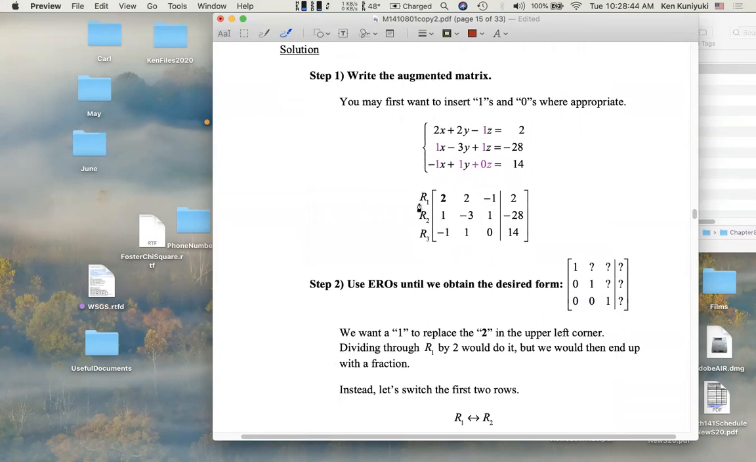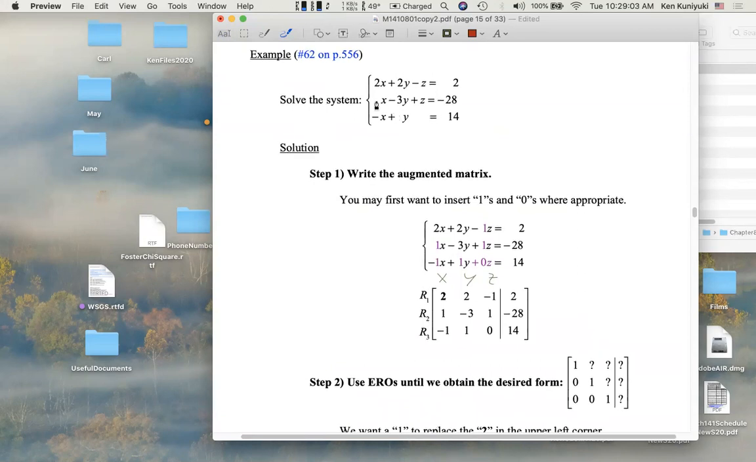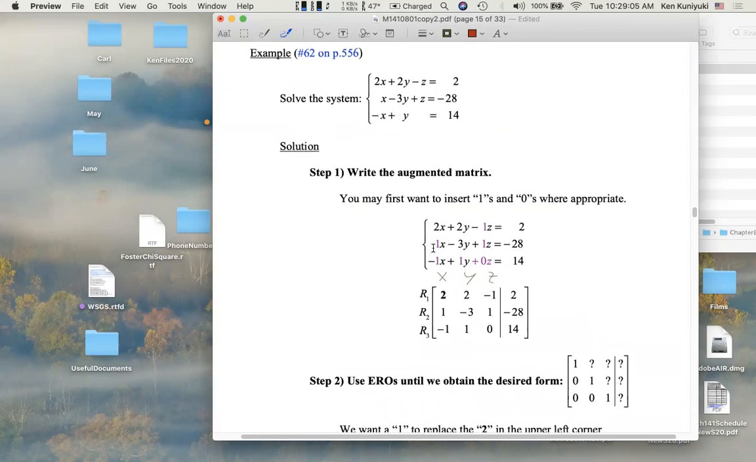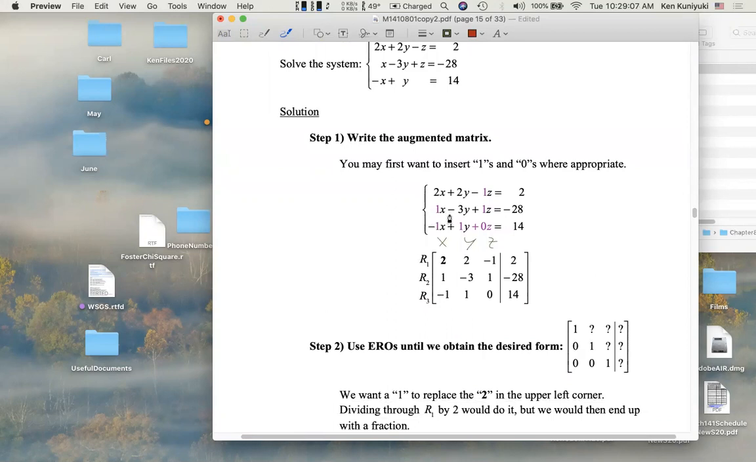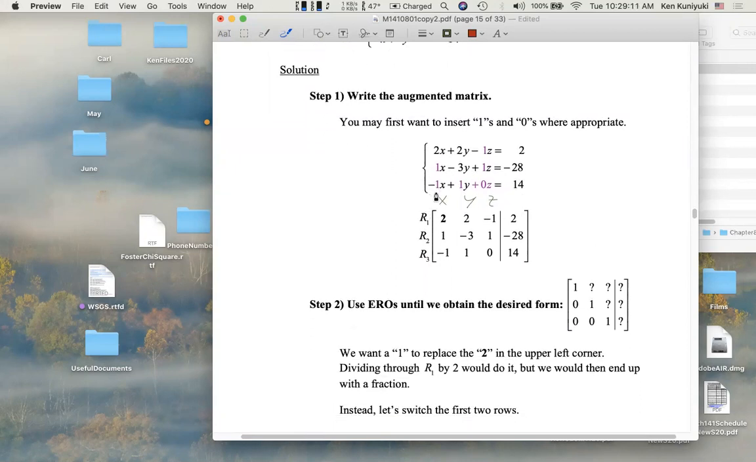I'll read these off. Row 1, reading off the coefficients, and then the right-hand side: 2, 2, negative 1, 2. If it helps, I'll write the letters here: X, Y, and Z. Row 2: 1, don't forget the 1. If you see this and you think 0, you might want to write this in. 1, negative 3, 1, slash negative 28. Over here, negative 1, 1, 0, slash 14.